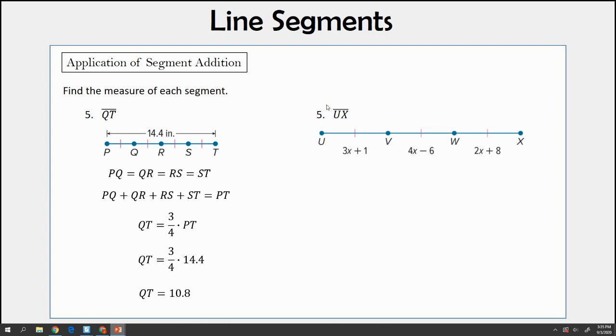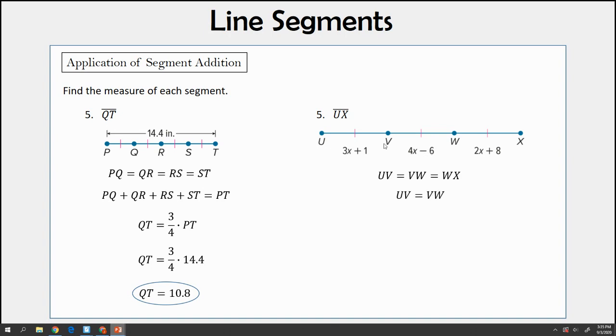Okay, let's move over to number 6. All right, they want us to find u to x. So u to x. Now again, see the markings here? That means that these three are all the same length. U to v is the same as v to w is the same as w to x. Now, since they all have a variable x in them, what I can do is pick any two and set them equal to each other.